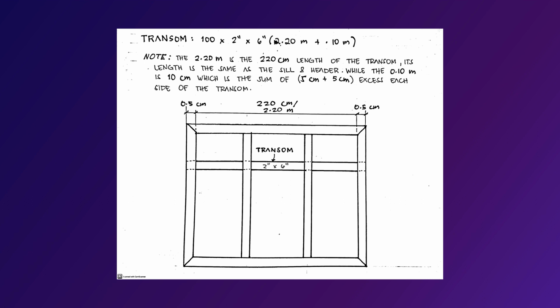The 2.20 meters you see in the illustration is the 220 centimeter length of the transom. It has the same length as the seal and header, while the 0.10 meters or 10 centimeters is the sum of 5 cm plus 5 cm excess each side of the transom. Now, let's proceed to computing it.